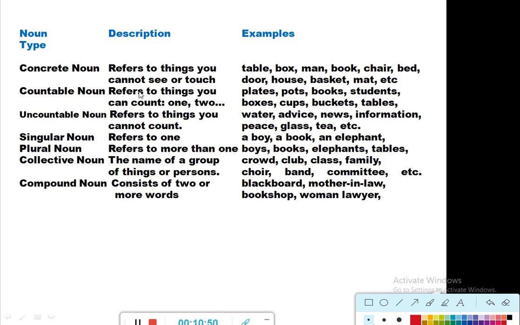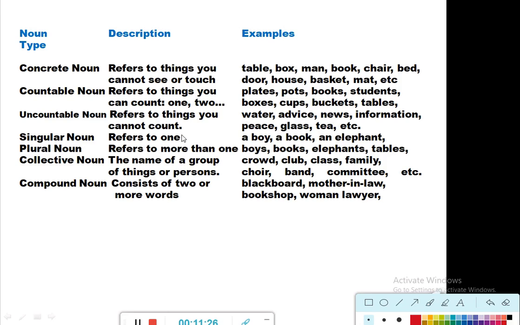Then a countable noun refers to things you can count, 1, 2, and so on. You can talk of one box or 2 boxes. The same applies to cups, buckets, tables, etc. Those are countable nouns. Then an uncountable noun refers to things you cannot count. You cannot count water, advice, news, information, peace, glass, tea, etc.